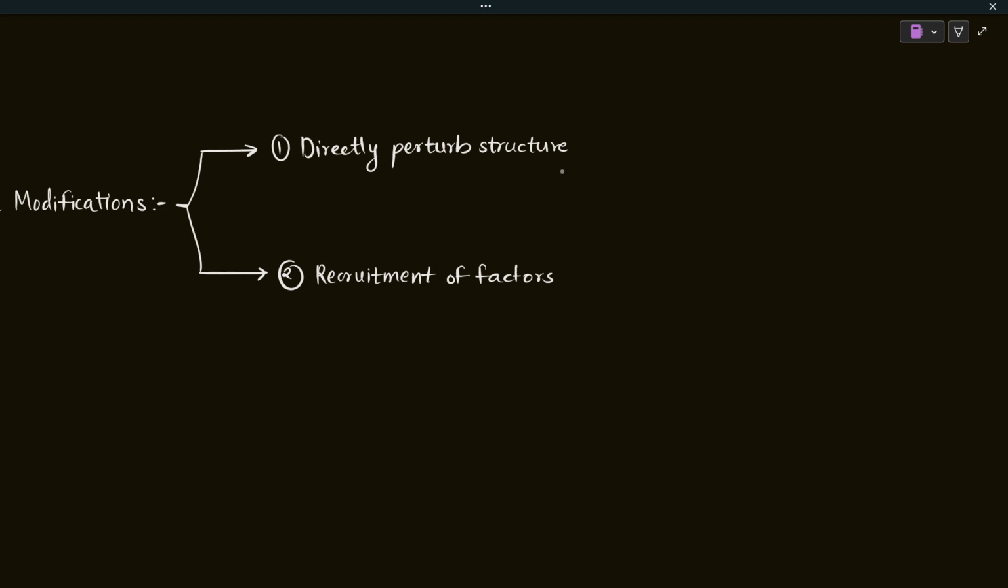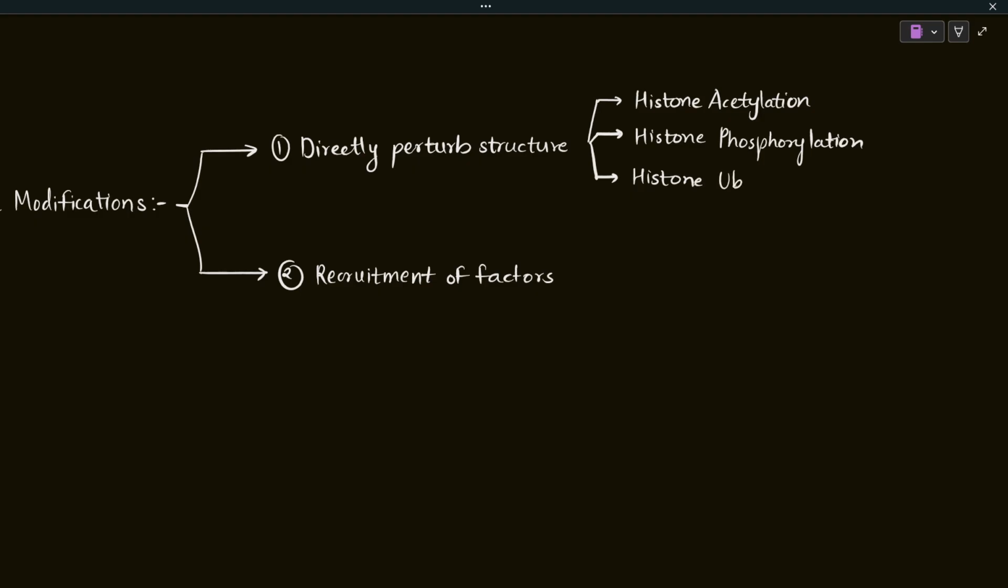The modifications that directly perturb the structure are histone acetylation. The second one is histone phosphorylation. The other is histone ubiquitination. And the last but not the least, histone tail clipping that we learned today.